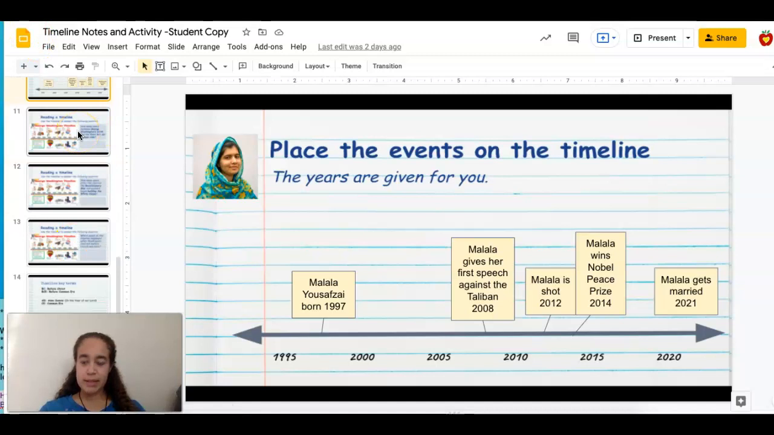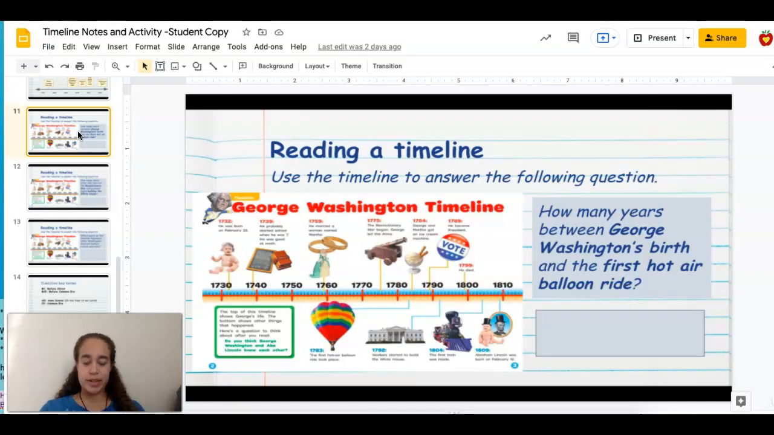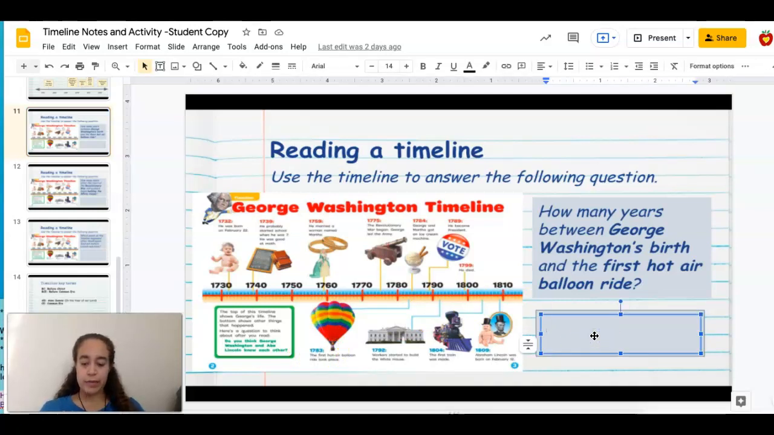In the reading a timeline slides, you had the George Washington timeline with a few questions. So this first one was how many years between George Washington's birth and the first hot air balloon ride? You can find those two events. It's important to look closely. It might help to put this full screen to zoom in. George Washington's birth was in 1732. Just got that number up here. First hot air balloon ride over here, 1783. So in this box, you should have 51 years.